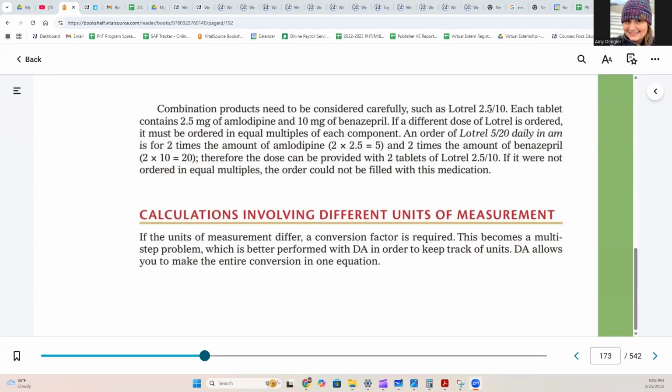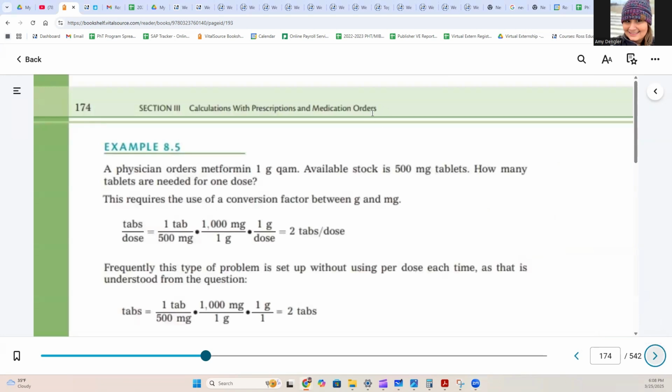Calculations involving different units of measurement. If the units of measurement differ, a conversion factor is required. This becomes a multi-step problem, which is better performed with DA. Again, you can use whatever version you're more comfortable with. And let's go ahead and do example 8.5.